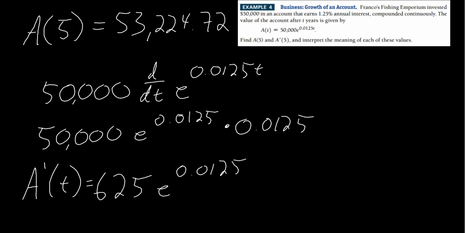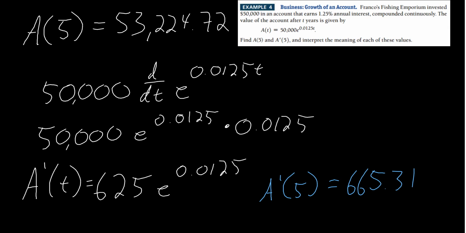Okay, so let's try that again. So that would be 665. That makes more sense. So A prime of 5 is equal to 665.31. Okay, so what does this mean?